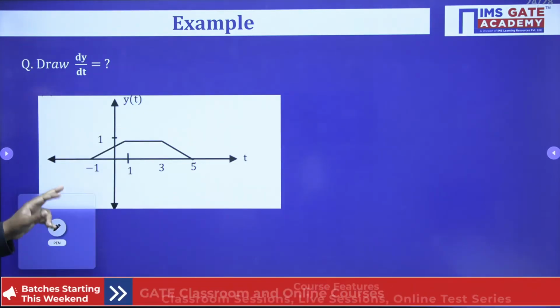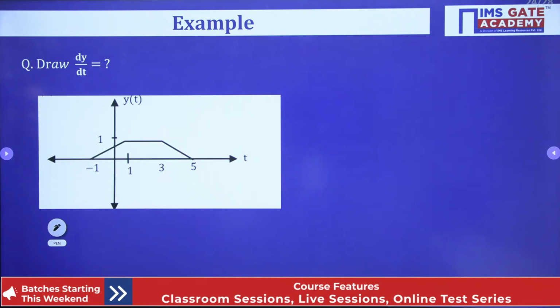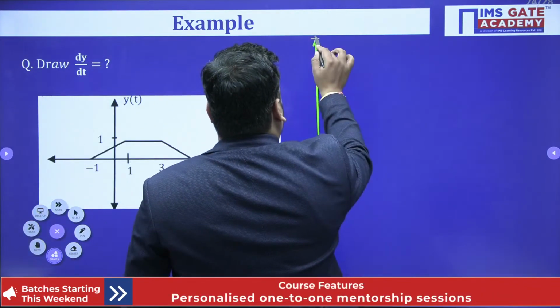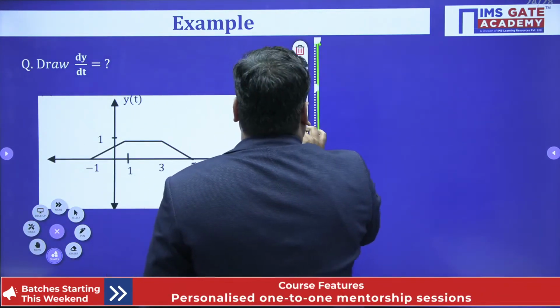Tell me, dear children, here what is happening? This is a trapezoidal waveform, children. This is a trapezoidal waveform and this time you have to differentiate this. This time again you have to differentiate this. So this is my trapezoidal waveform, sir.